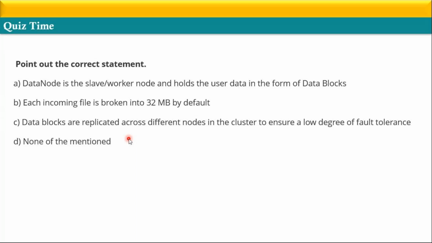Fault tolerance is nothing but, if one node is down or if one block is corrupted, then you will be able to recover that particular block. That is nothing but fault tolerance. If something bad happens, you will be able to recover that particular data. So that is a high degree of fault tolerance. So C is the incorrect one. A is the correct one, right?